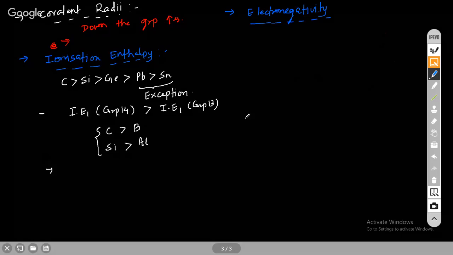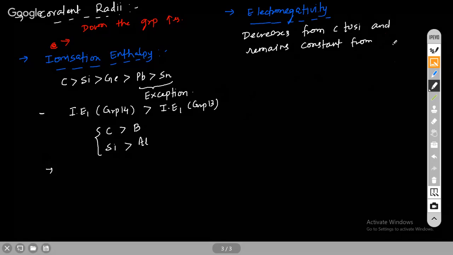Now what happens here in electronegativity, write down: as we go down the group, the electronegativity decreases from carbon to silicon and remains constant from silicon to tin, and then slightly increases from tin to lead, Pb. Right?